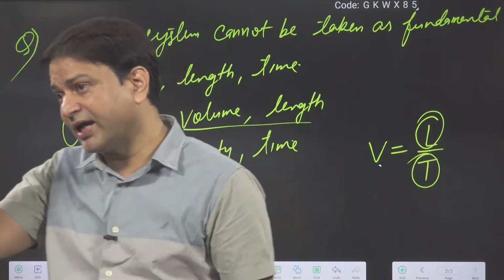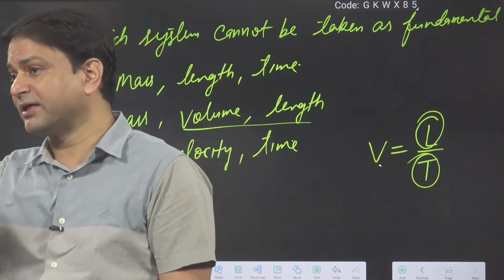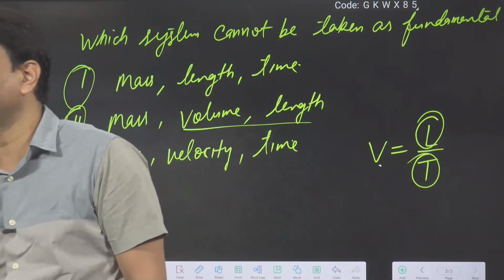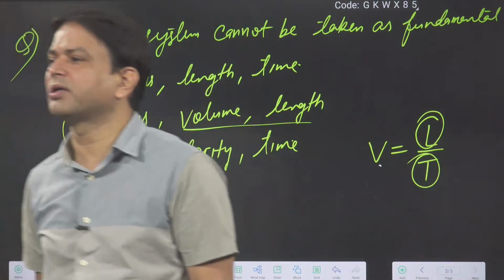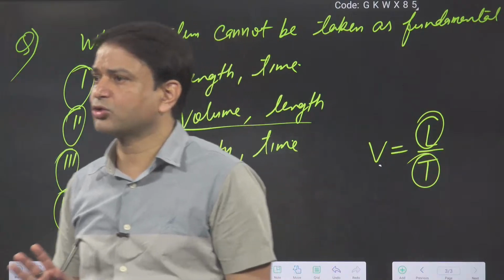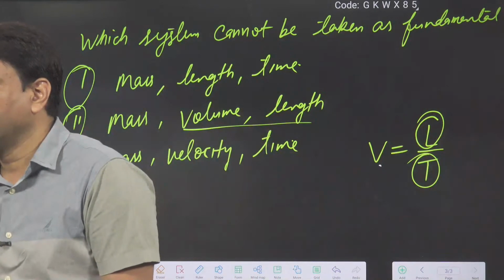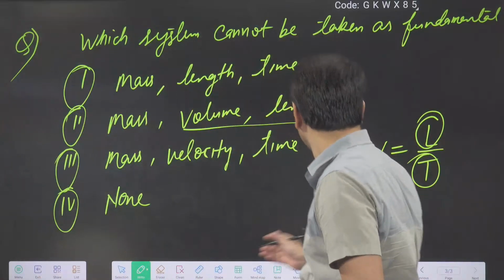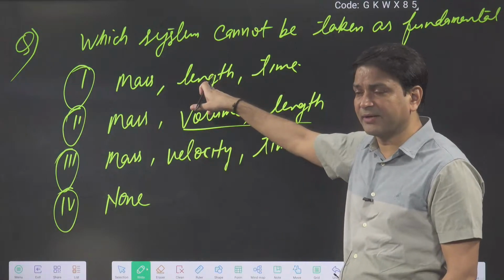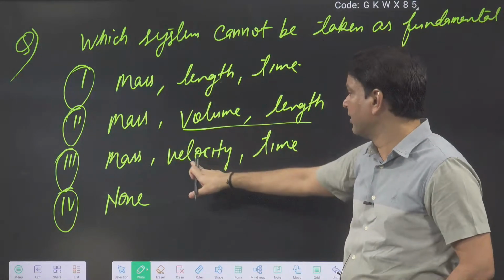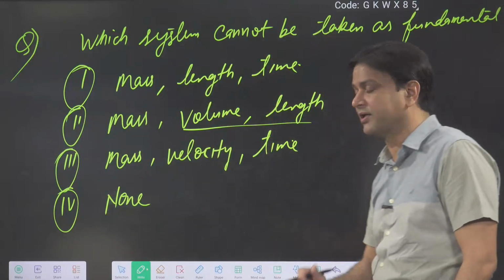If I am taking V and L as fundamental, then what will happen? Time will be derived. Why? T is equal to L by V. So any two I can take as fundamental, and the third one will be derived. Did everybody understand or not? If any confusion, then say which we cannot. So can I take this as fundamental or not? Mass, length and time, we know it is fundamental. Mass, velocity and time we can take as fundamental, because then length will be derived.